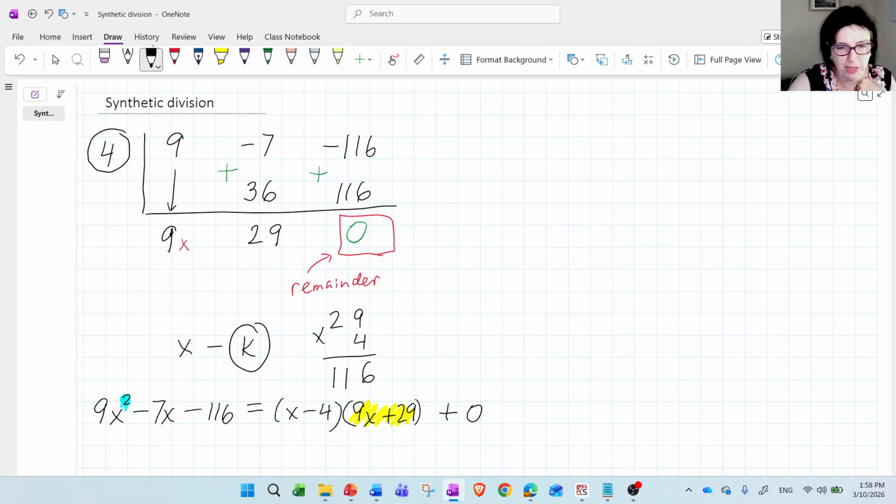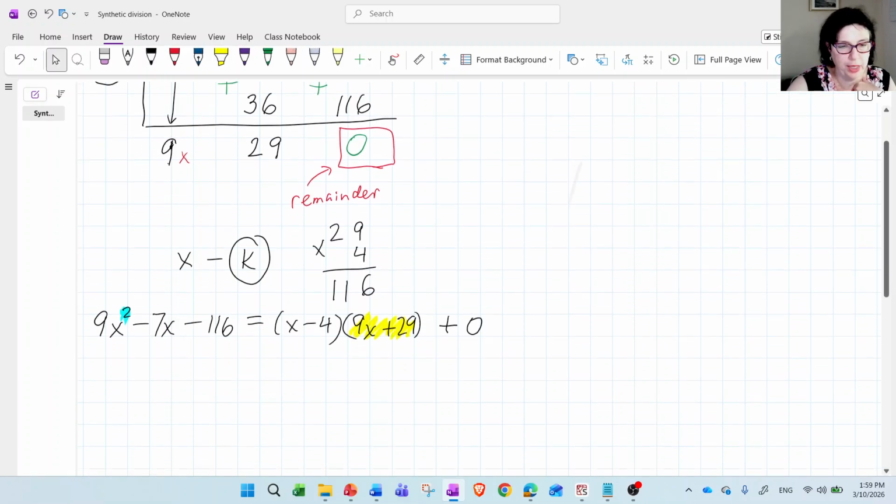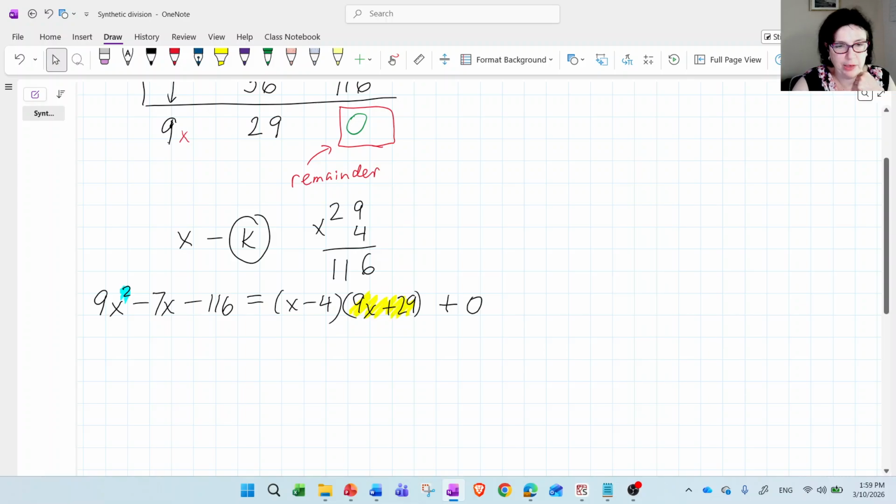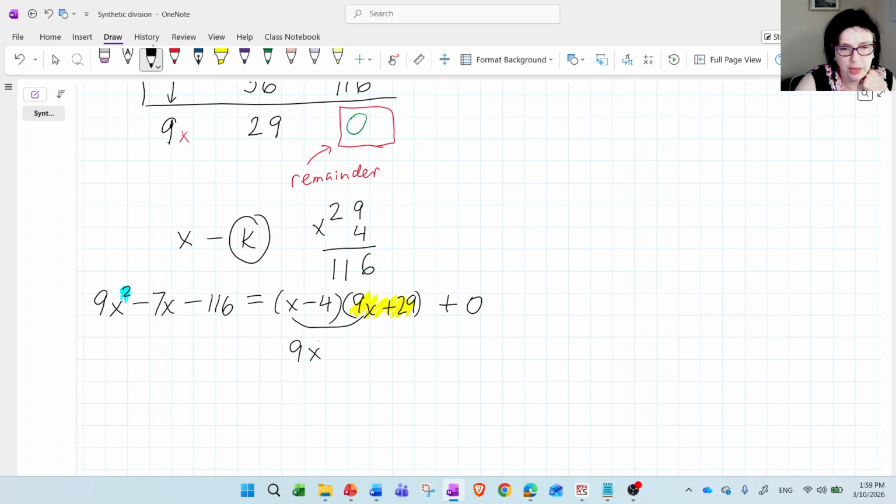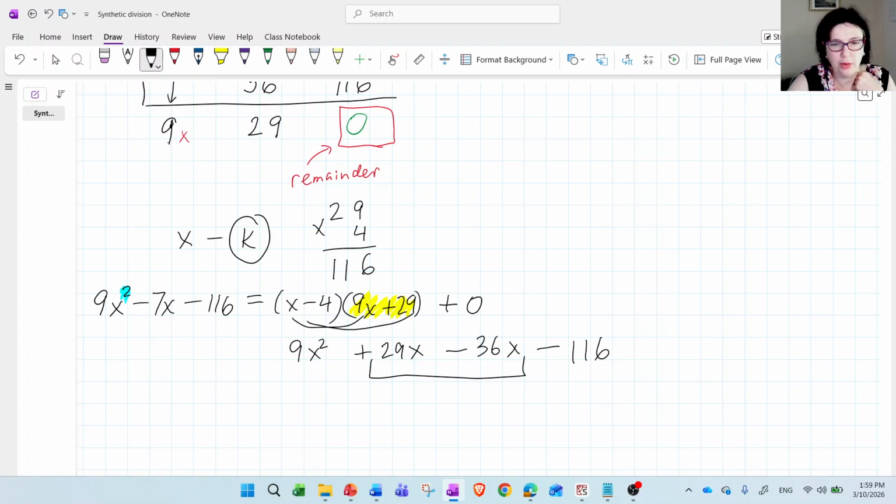And that means that x minus 4 multiplied by 9x plus 29 plus 0 should be equal to 9x squared minus 7x minus 116. Now, you can actually FOIL this and see if that works. So this is going to be 9x squared. This is going to be 29x minus 36x and minus, well, 29 times 4 is 116. But these two, 29x and negative 36x, are like terms, so this is going to become negative 7x. So you can see that you actually got the same thing.